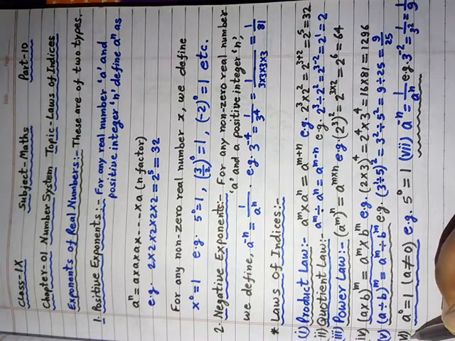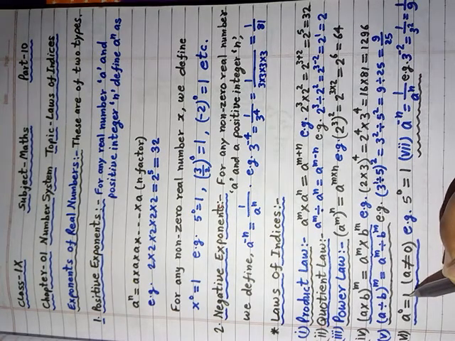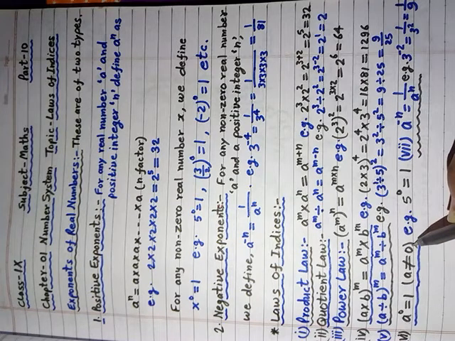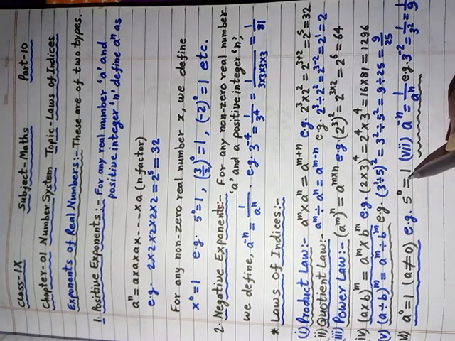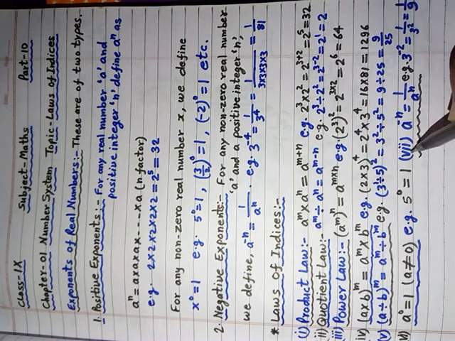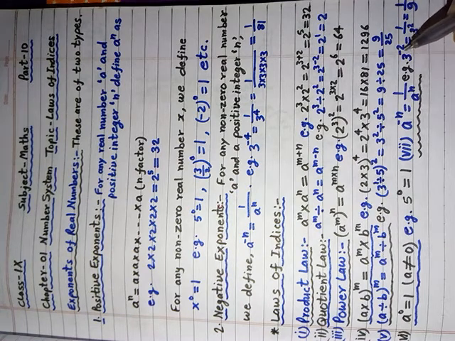And sixth, a power 0 is equal to 1 when a does not equal 0. For example, 5 power 0 is equal to 1. And seventh, a power minus n is equal to 1 upon a power n. For example, 3 power minus 2 is equal to 1 upon 3 square is equal to 1 upon 9.